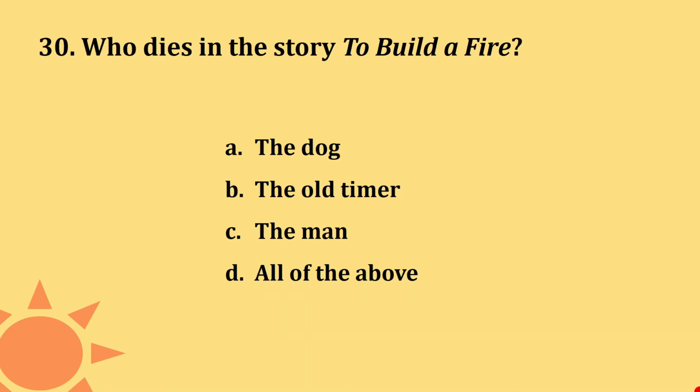And the last question is, who dies in the story To Build a Fire? Options are A. The dog, B. The old timer, C. The man and D. All of the above. Who dies? And the correct option is the man dies in the story To Build a Fire.